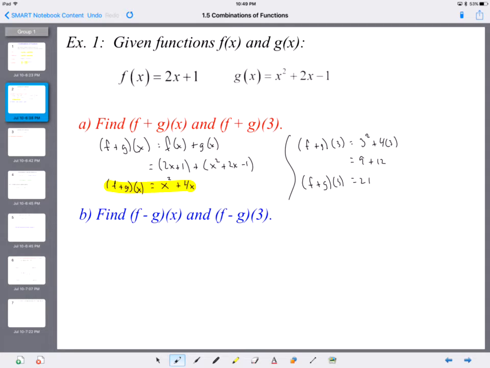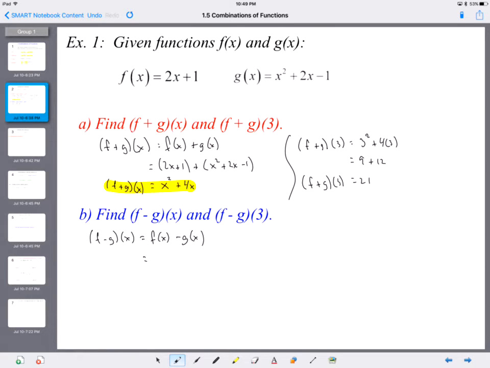On the second one, f minus g of x, you can really just work along with me while I'm doing this because, as I said, we're just combining like terms. Once again, pay attention to the order that these are going in. This one's f minus g of x. So we have f minus g of x, and that's the same thing as f of x minus g of x.